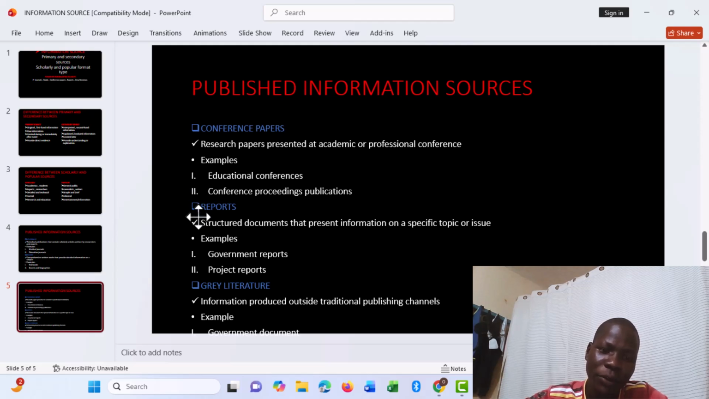And lastly, for today, we are going to look at the grey literature. Grey literature provides information produced outside traditional publishing channels. For example, government documents, whereby they don't expose it to everyone.